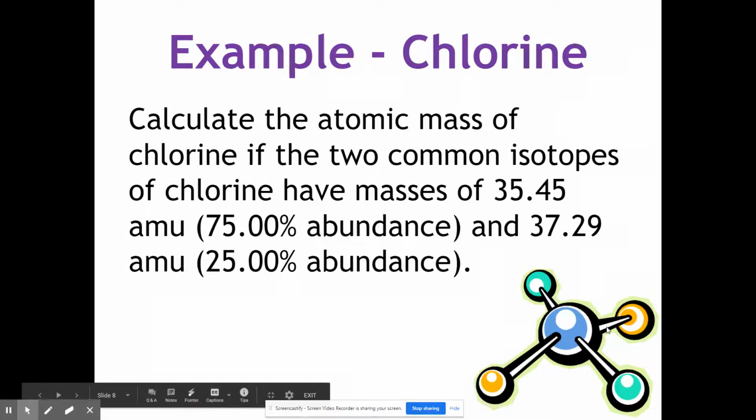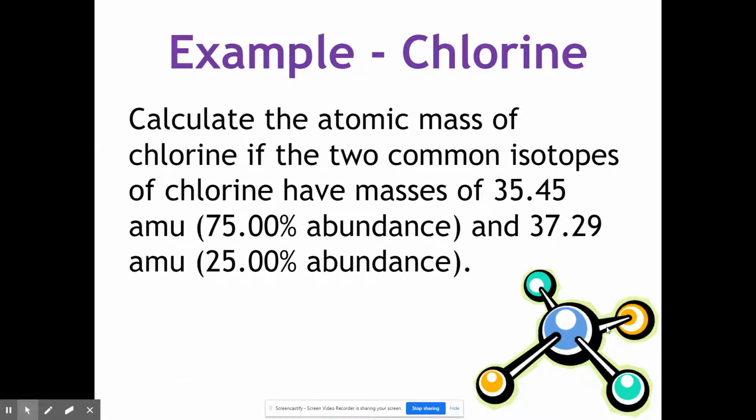Here's our first example. Calculate the atomic mass of chlorine if there are two common isotopes. One has a mass of 35.45 AMU with an abundance of 75%. The other one has an atomic mass of 37.29 AMU with a 25% abundance.